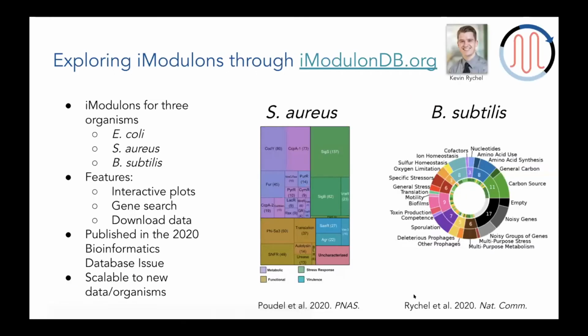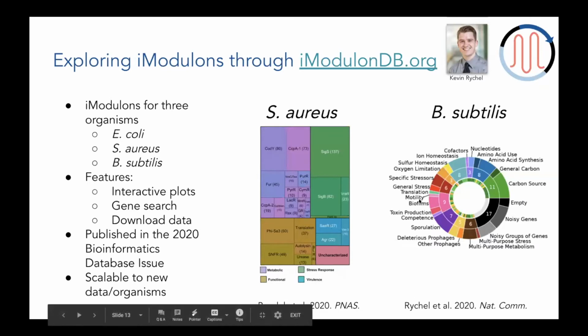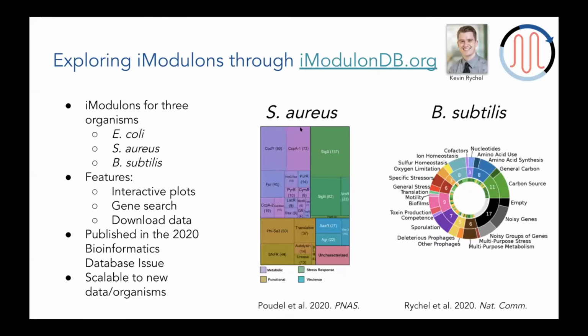We also computed iModulons for Staph aureus and Bacillus subtilis. Sagat and Kevin led those projects respectively. And Kevin continued to create iModulonDB.org, which you can go to and explore all three of these iModulons. You can get interactive plots for each of the activities and the gene weights. You can search for genes of interest, and you can also download the full data sets and look at it yourself. This was published in the 2020 Bioinformatics database issue, and this database was designed to be scalable to new data and organisms.